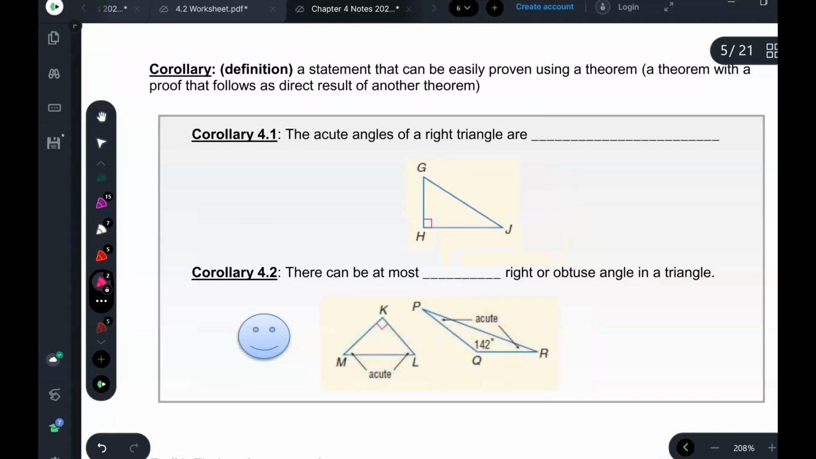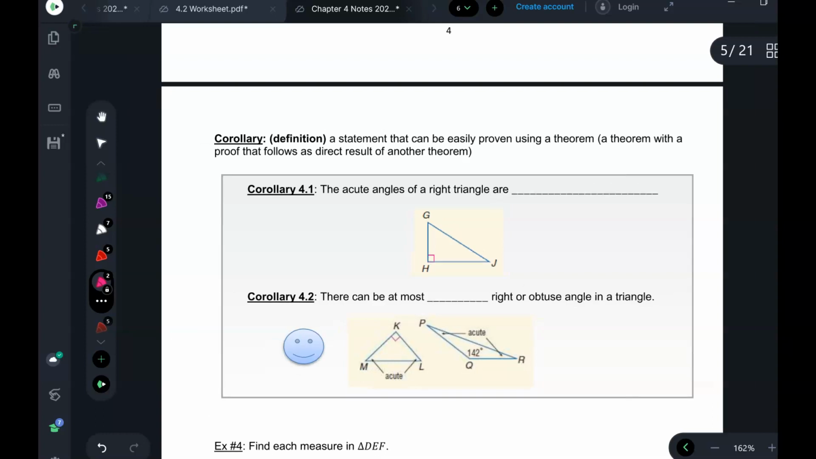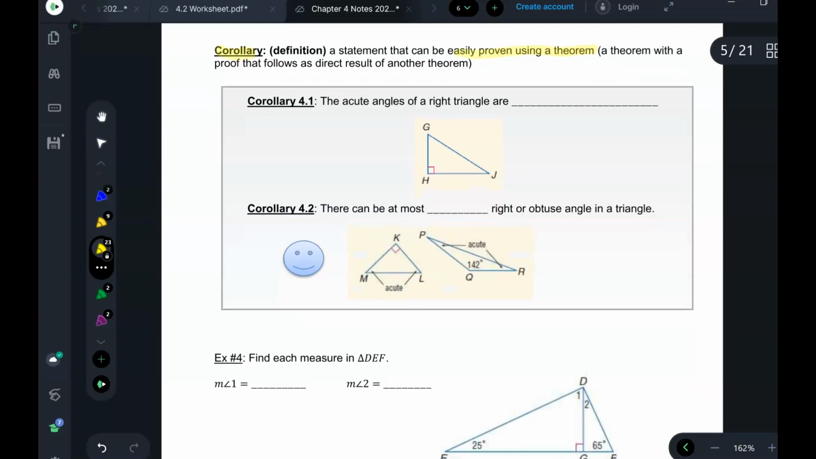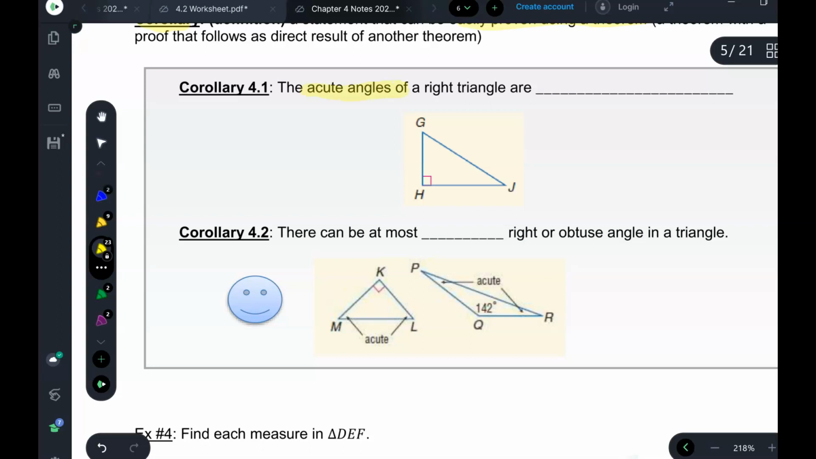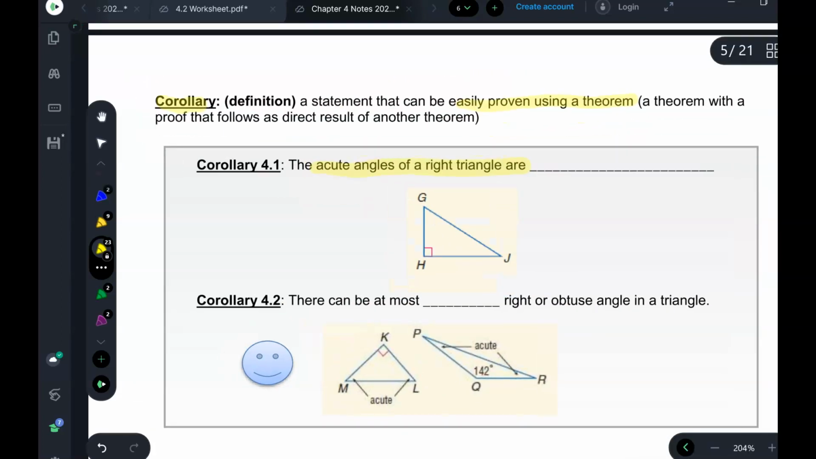All right. What's your next theorem? A corollary can be easily proven using a theorem. Don't worry about the difference between corollary and theorem. Let's just look at the acute angles of a right triangle. What can we say about angle G and angle J?